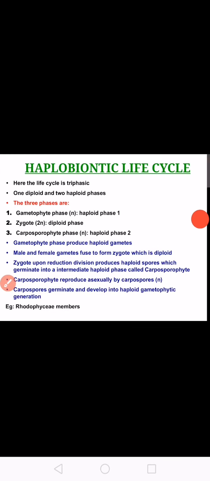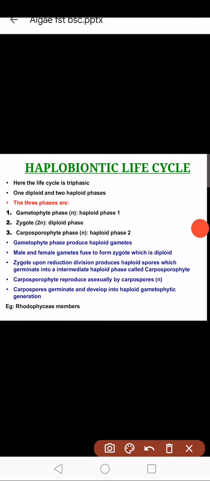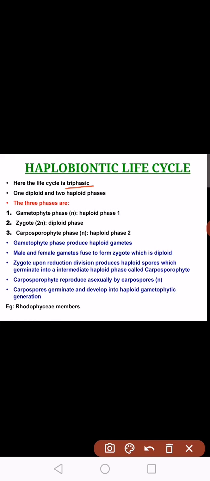Now let's move to the next type of life cycle, that is haplobiontic life cycle. So this is the fourth type of life cycle, haplobiontic, and in this life cycle it shows three phases, hence it is triphasic, whereas haplontic, diplontic and haplodiplontic are diphasic, meaning they exhibit only two phases, whereas in haplobiontic the life cycle is triphasic, meaning it exhibits three phases.